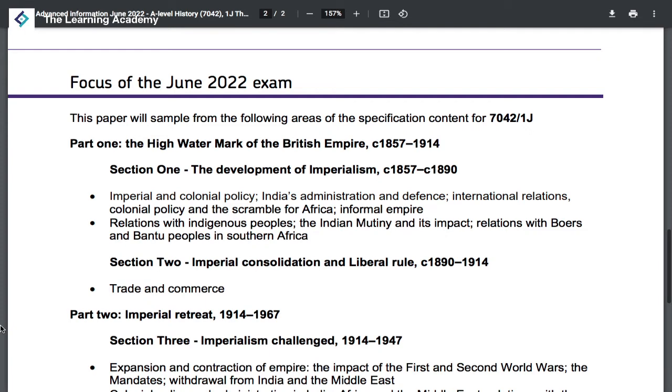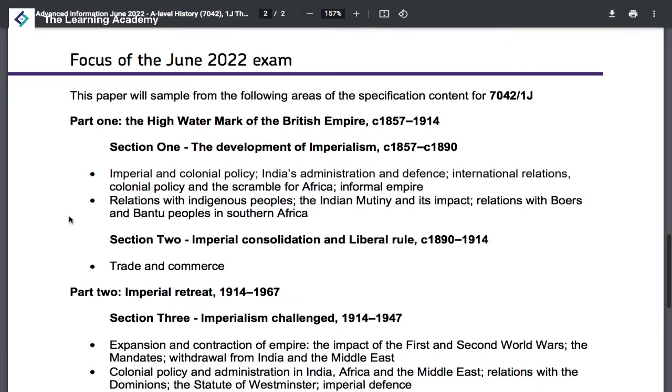1890s. There are two things that you've got to know for this that are on the specification, specifically imperial and colonial policy. This includes the administration of India and the defence of India, including things like the Indian Mutiny. And then also talking about things like the scramble for Africa and the international relations surrounding the expansion of the British Empire in Africa. Secondly, the second thing you have to know is relations with indigenous people, specifically the Indian Mutiny, the impact of the Indian Mutiny, and also things relating to conflicts such as relations with the Boers and the Bantu peoples in South Africa. So that's the first thing that you're going to have to know for the exam.